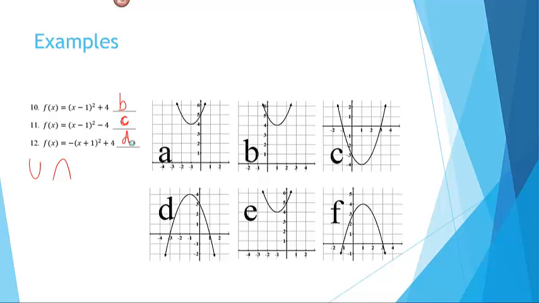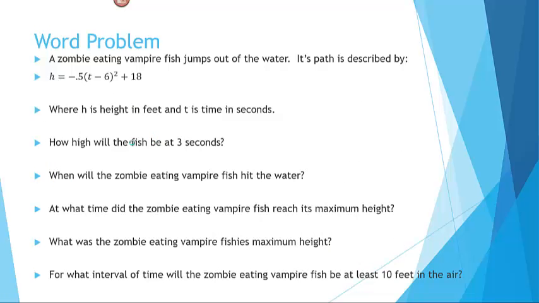Alright, so next, final example. This may or may not be on the test in different words. Alright, so a zombie-eating vampire fish jumps out of the water. Its path is described by the equation h equals negative 0.5 times (t minus 6) squared plus 18, where h is height in feet and t is time in seconds. So how high will the fish be at 3 seconds?